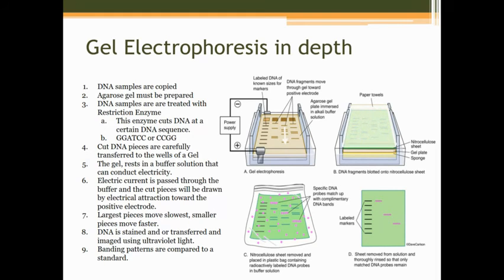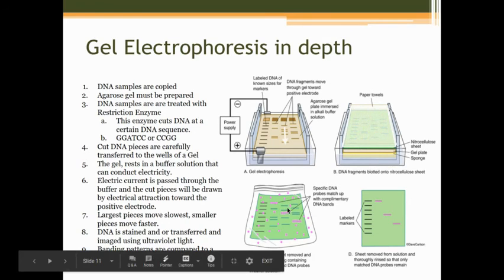So when you turn on the power supply, the electricity travels from this negative pole to the positive pole. And the electric current causes those fragments of DNA to migrate. And they use what's called a nitrocellulose sheet. That is one way that they do it: they'll take this nitrocellulose sheet, put it over the top of the pieces, and that will absorb the bands in the DNA fragments.